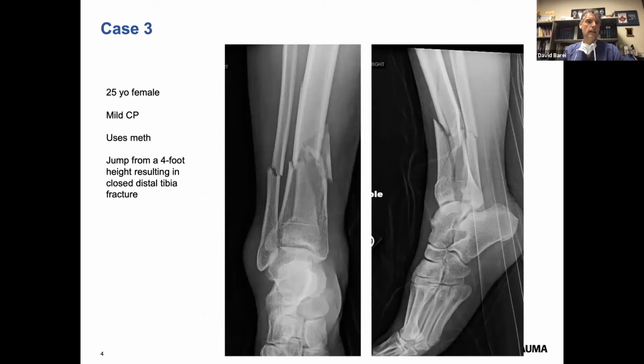And then case 3, a 25-year-old female. She's got some mild CP. She unfortunately uses a little bit of methamphetamines, and she jumps from a 4-foot height, resulting in the closed distal tibia fracture that you see there.